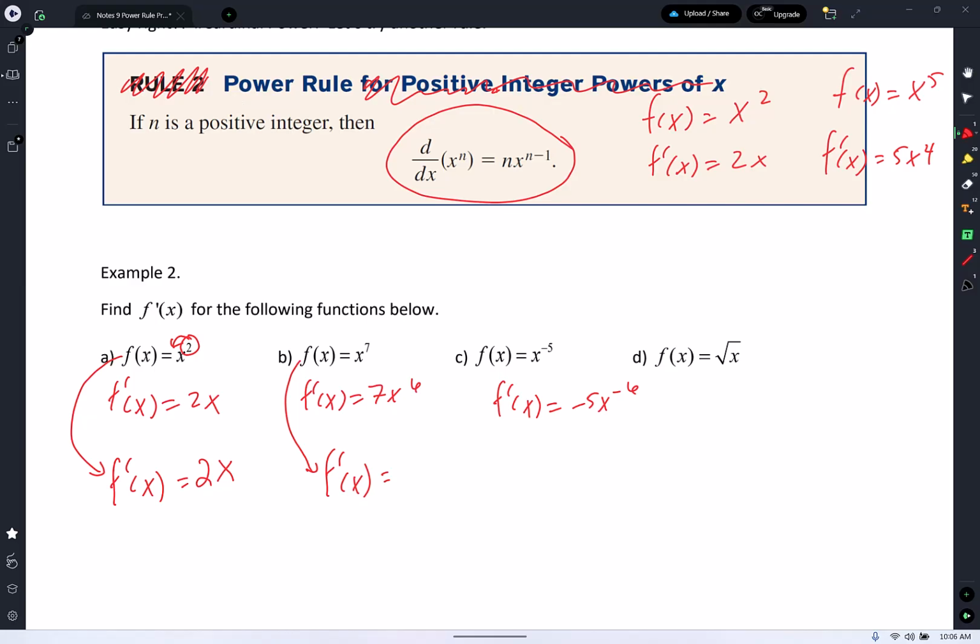Look at letter B. Bring the 7 down, leave the variable alone, subtract 1 from that variable. There it is.